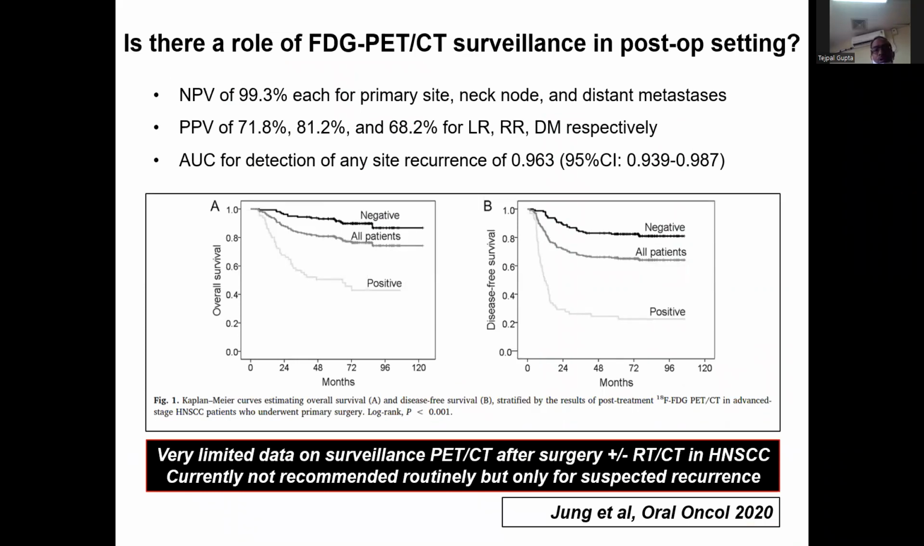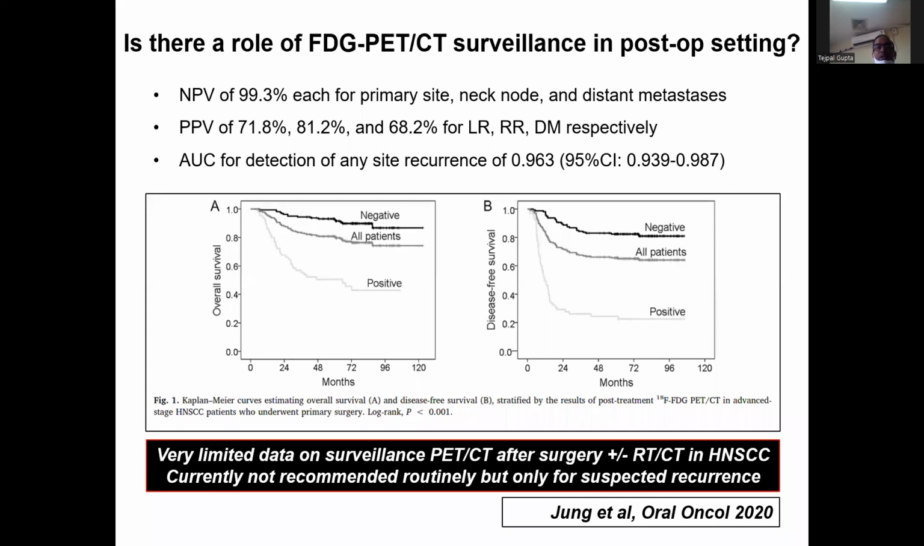Now, is there a role of doing PET surveillance in the post-op setting? There is very limited data on surveillance PET CT after surgery. Currently, it is not routinely recommended after surgery, but only for suspected recurrence. This is one study that I could find published in Oral Oncology, where they looked at an interval PET scan 3 to 6 months after completion of surgery, with or without definitive post-operative adjuvant radiotherapy or chemotherapy. So going by the numbers, this looks quite encouraging.